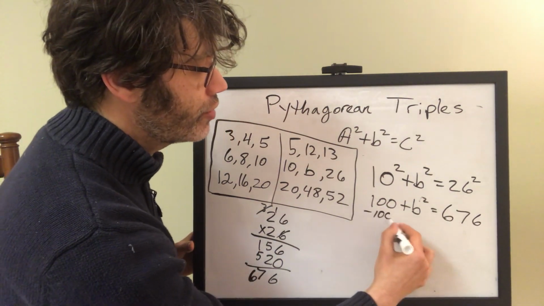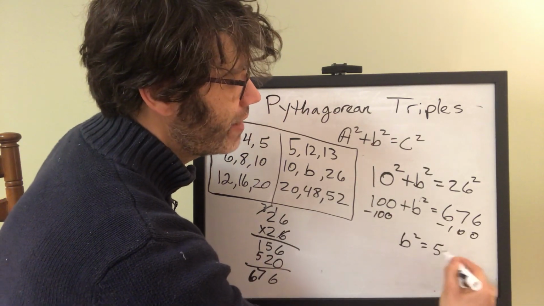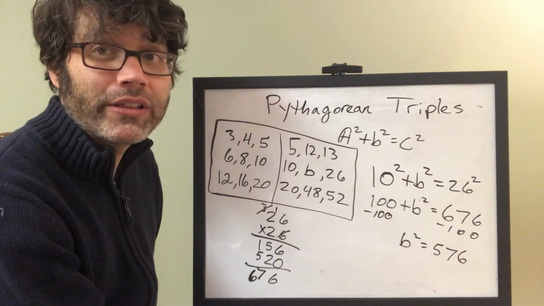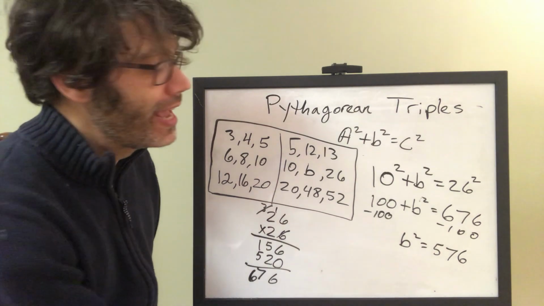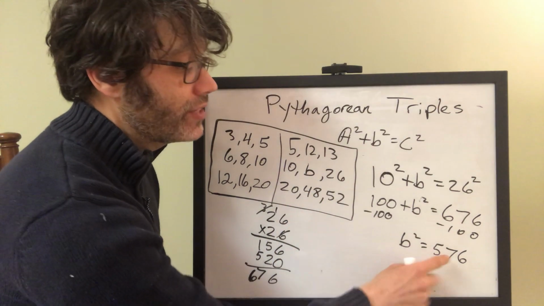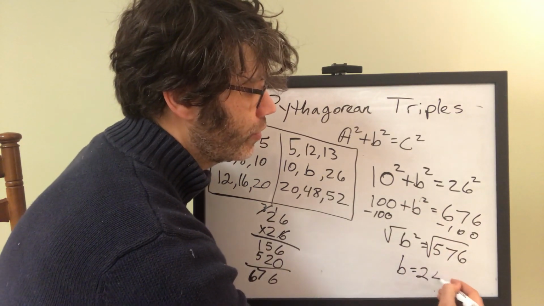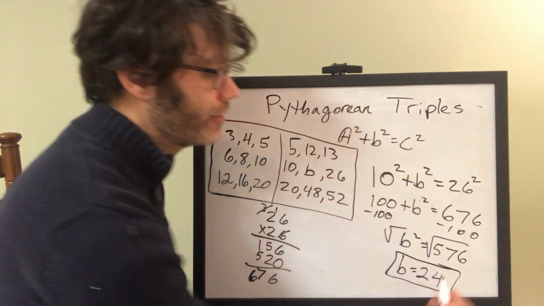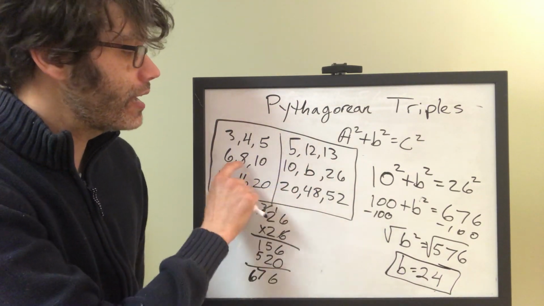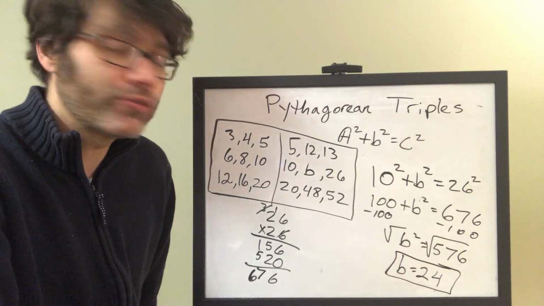Now I'm going to subtract 100 from both sides to find out what B squared is. B squared is 576. 576 is one of the square roots that we did memorize, hopefully, and or perfect squares. And so the square root of 576 is 24. So B has to equal 24. And again, today you can use calculators if you like. And you're going to fill out a sheet where you have these missing sides of Pythagorean triples, and you can figure out those missing sides.